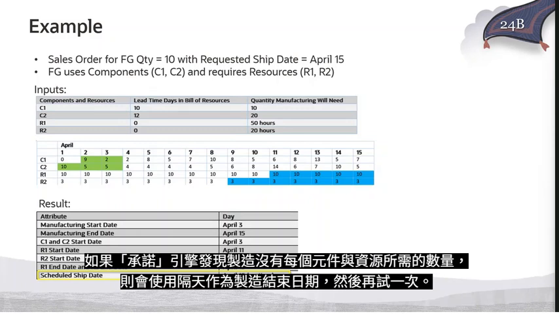If the promising engine had found that manufacturing didn't have the quantity it needed for each component and resource, then it would use the next day as manufacturing end date and try again. That concludes this lesson.